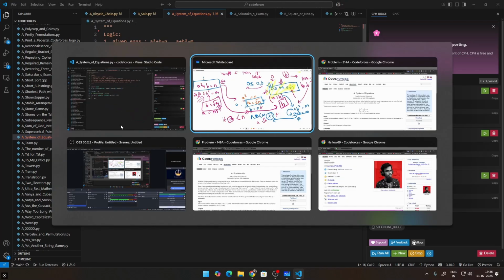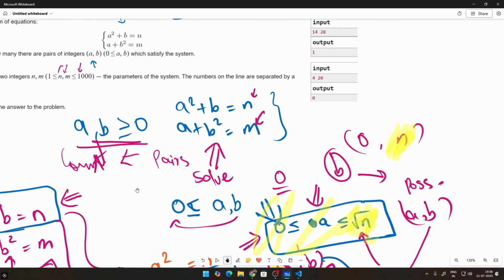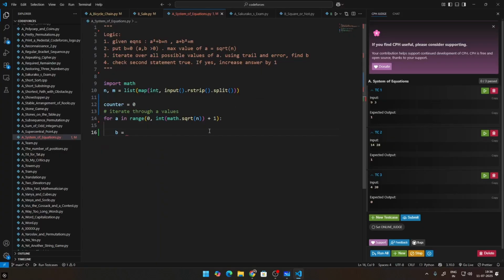From here, what do I next need to do? I have to find b's value. If you go back to this equation, b will be given by nothing but n minus a squared, correct? So b will be given by n minus a squared. Then what else do we need to do? We need to plug this into the second equation to see if this is a valid pair. And what is the second equation?